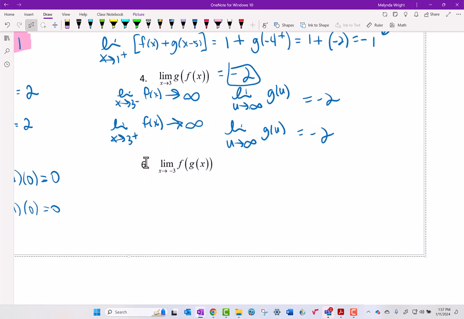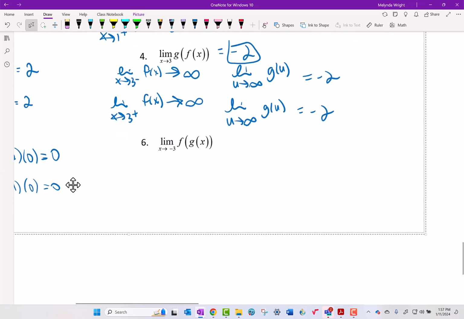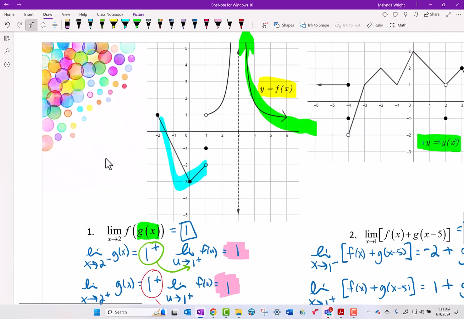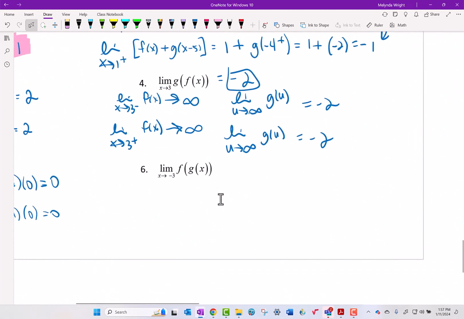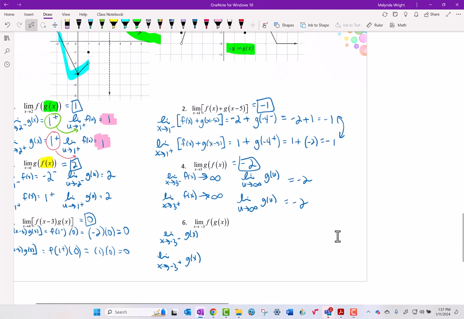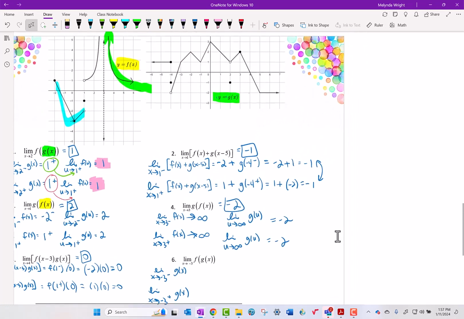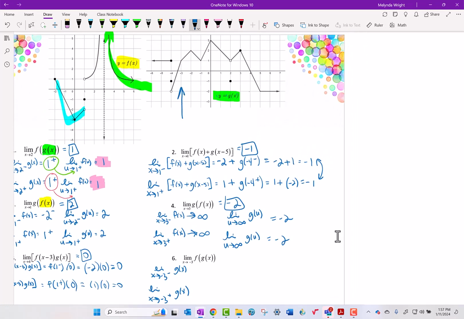It's composite, so what do we do with the composite ones? We do the limit of the inside, right, from the left and right. So here we go. It's the limit as x goes to negative 3 from the left of g of x. And the limit as x goes to negative 3 from the right of g of x. Okay, that's what we're going to be looking at. So let's look at our graph of g and see what's going on at negative 3. Here's g, there's negative 3.